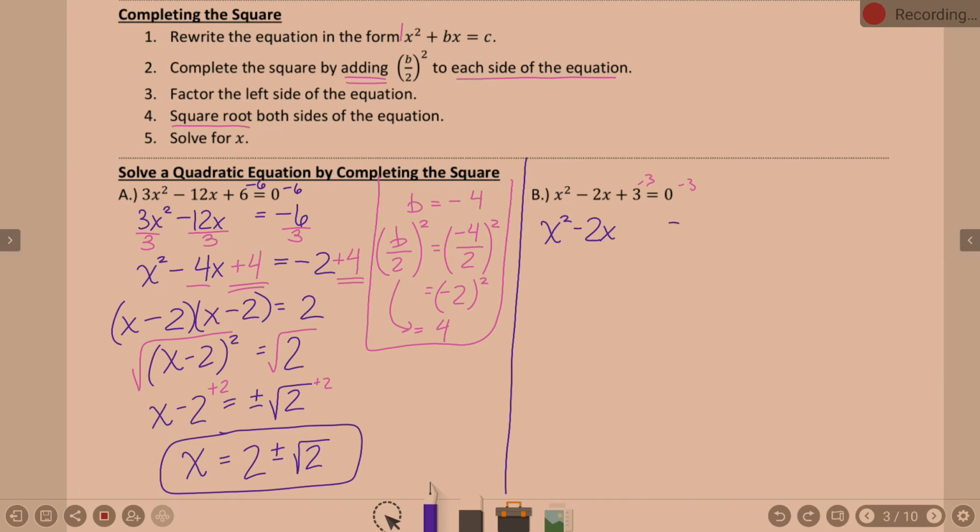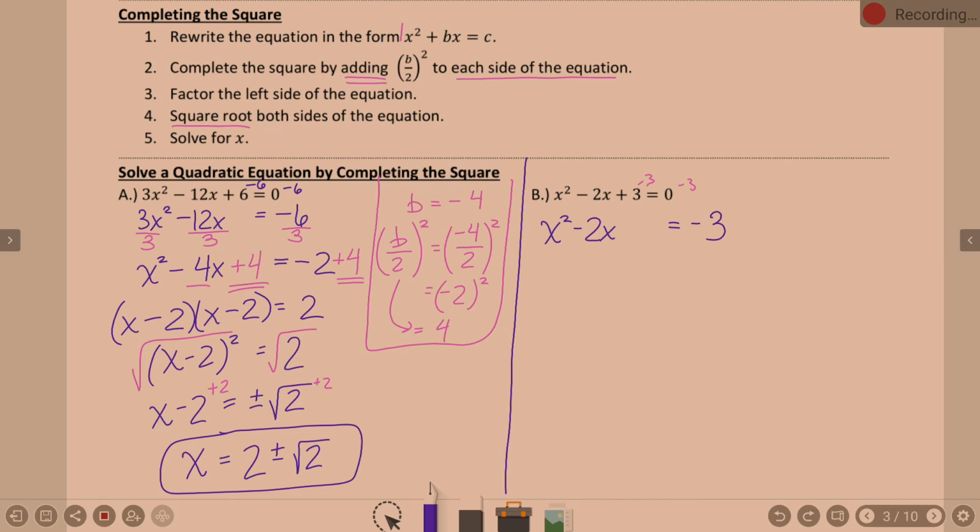0 minus 3 is negative 3. You don't have to leave a gap there. You can always just rewrite the step later, but if I leave the gap, I have a spot to put my number. Okay, that's step 1, yes? We already have 1x squared in this scenario, so I don't have to worry about that.